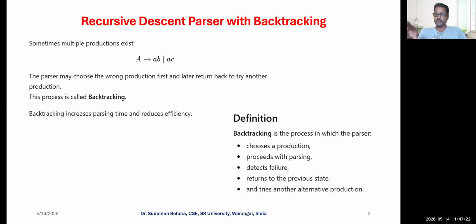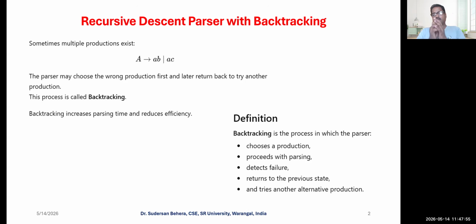First choose and apply, then realize this is a wrong production, then remove that production, go for the next one, and repeat the same thing. So this process is called backtracking. Backtracking increases the parsing time and reduces the efficiency of the parser. If the time increases, definitely the parser will not be efficient. It will not perform the task on time.